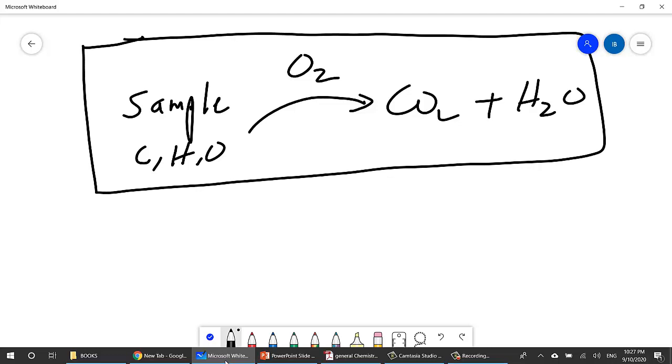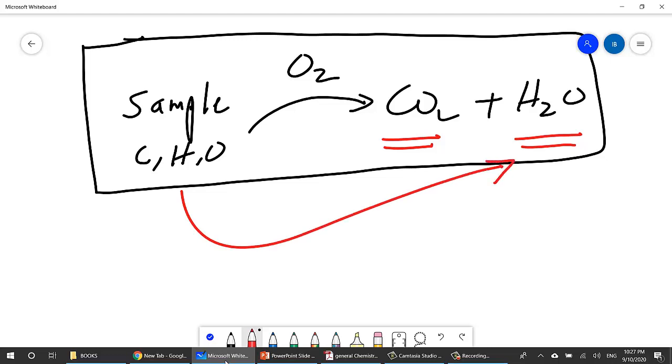So the source of carbon here in the CO2 is going to come from the sample. Where else is it going to come from? There is only the sample in the machine, in the instrument, and any carbon formed in the CO2 is going to come from the sample. And similarly here, the hydrogen that is in the water is also coming from the sample, right? There is nothing else this hydrogen can come from.